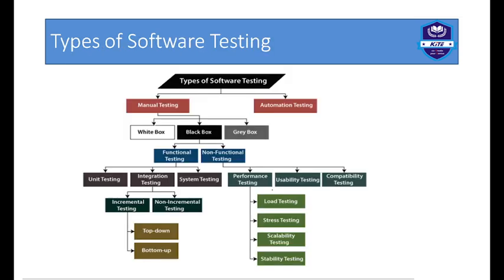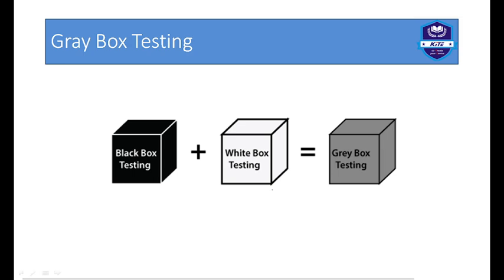And the third type of manual testing is gray box testing. Gray box testing is the combination of black box testing and white box testing. If a tester knows both how to develop the code and how to perform black box testing, he is ready to handle gray box testing.